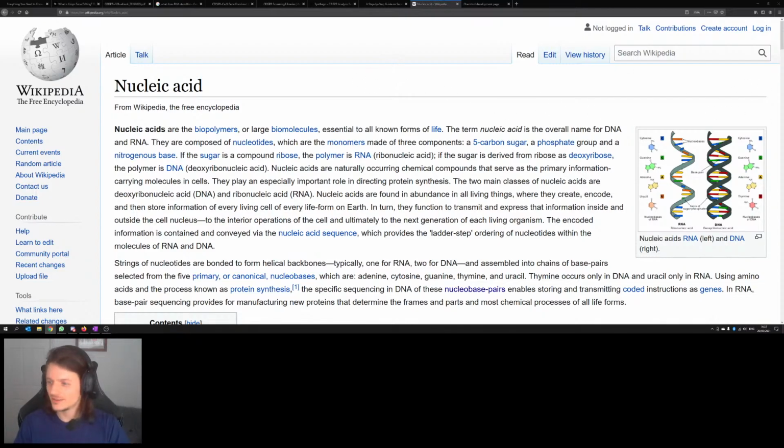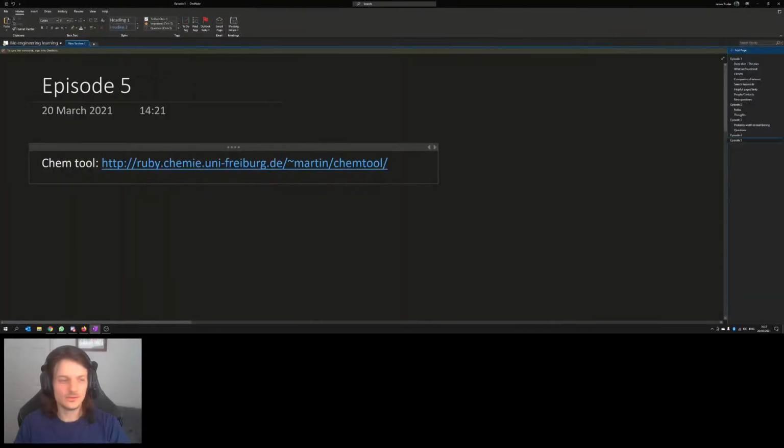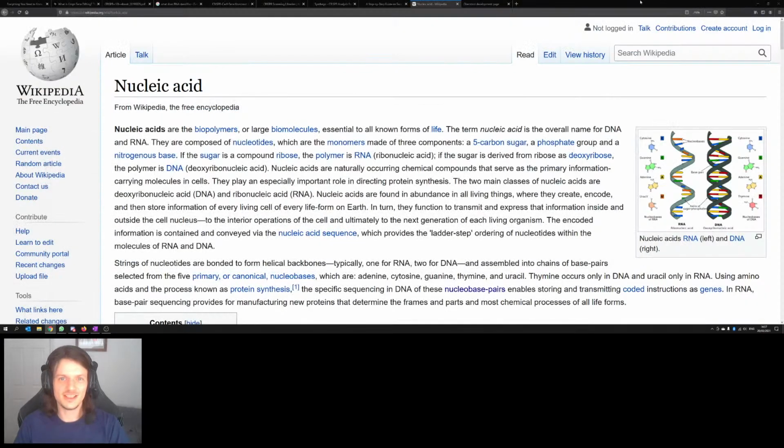I have a plan today. The plan is to research this tool called Chem Tool, and the reason being is that I want to know how to read these diagrams. So this one, for example, says, let me just see if you can see this, cytosine, guanine, adenine, uracil, all these things. I'd like to know what the individual kind of symbols mean inside those diagrams.